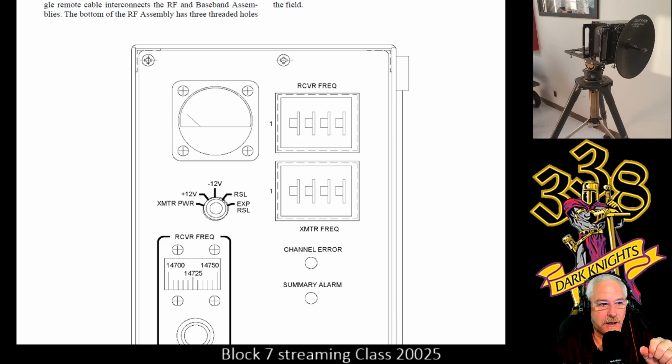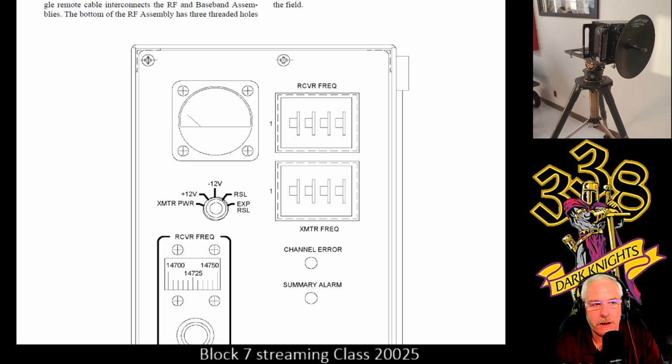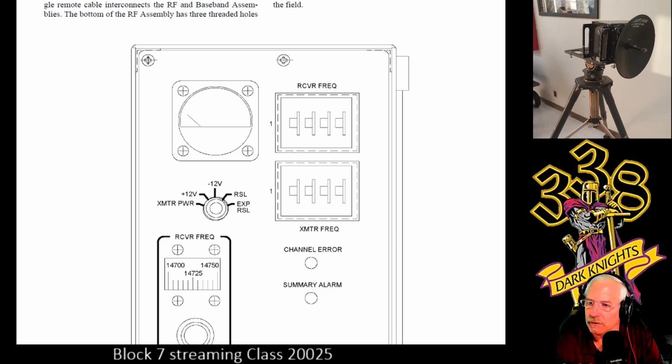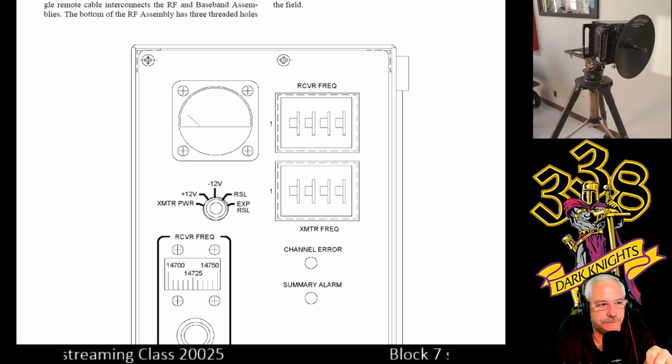That's outside the range. Right below it, under that transmit frequency, it says channel error. That light will illuminate, telling you, hey, I think my thumb wheels are all screwed up here. I'm outside the range. So just a precaution, please be gentle with those thumb wheels when you get out there.